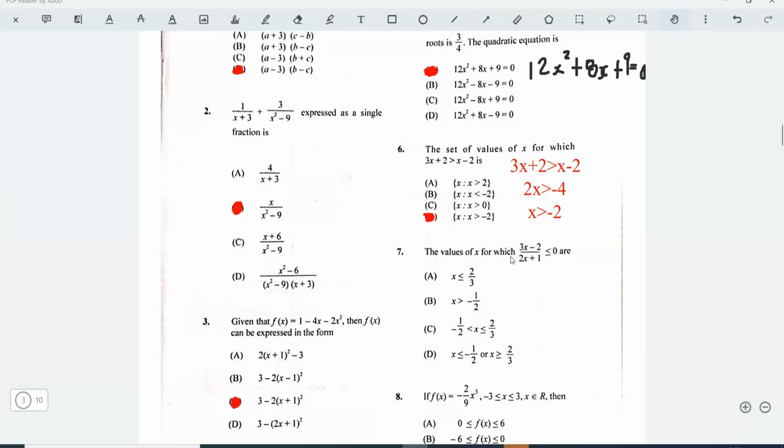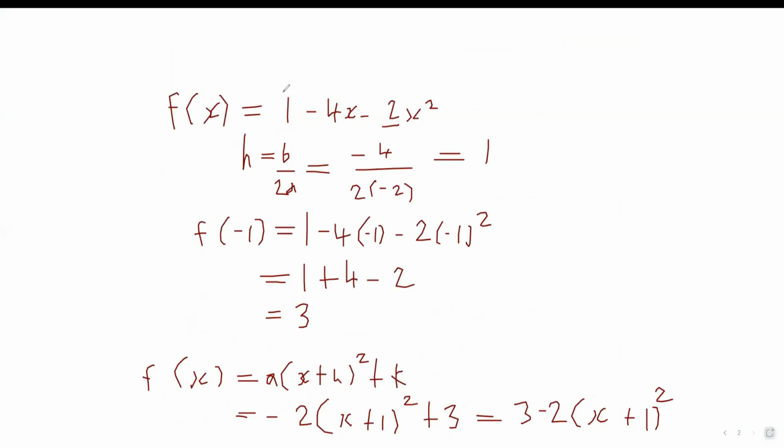To do this, the first thing we need to do is multiply. We're going to multiply through by 2x plus 1 all squared. Let me go write it on the whiteboard so we'll have a little bit more space. 3x minus 2 over 3x minus 2 over 2x plus 1, and this is less than or equal to 0.